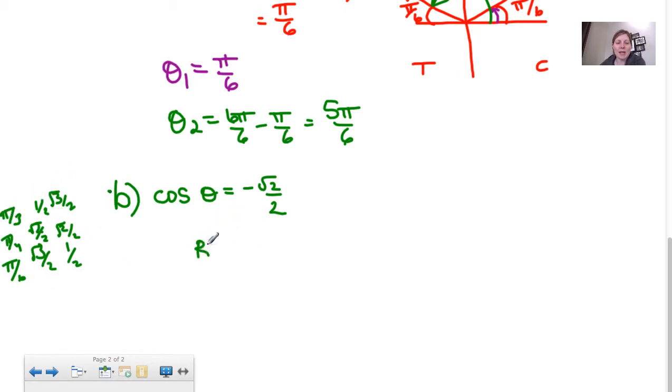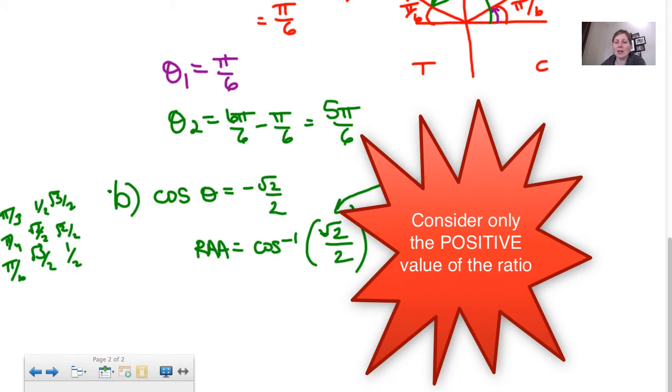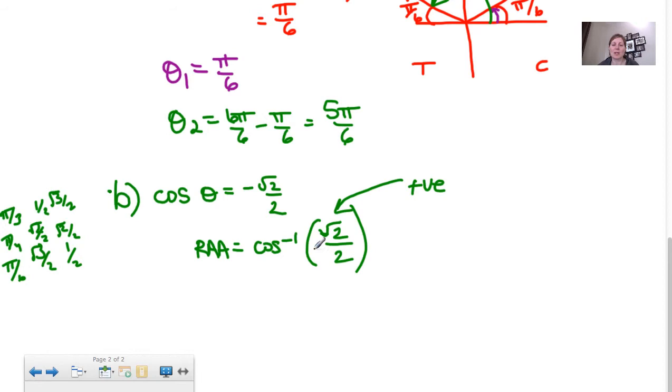So what I would again write is, let's determine the related acute angle. And the related acute angle is the inverse cos of the positive angle. We're looking at what is the smallest positive angle that we can be talking about. So whenever you find the related acute angle, you consider only the positive angle. And what that allows us to do then is, we know that the related acute angle is root 2 on 2. So cosine is my x, guys. So that's going to be pi on 4.